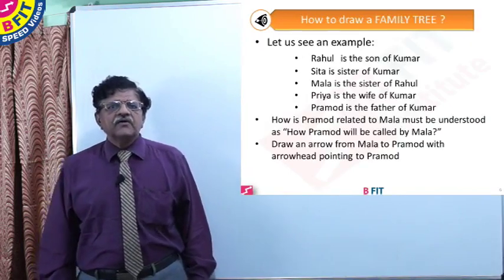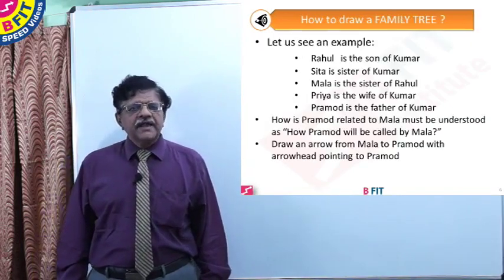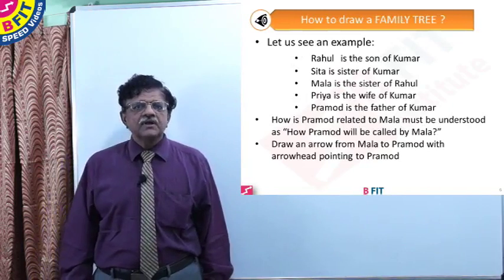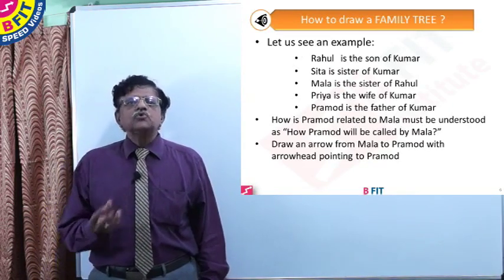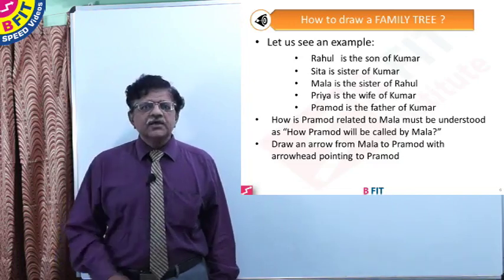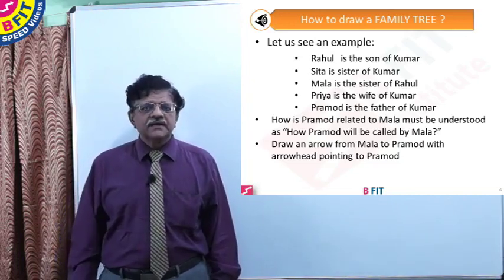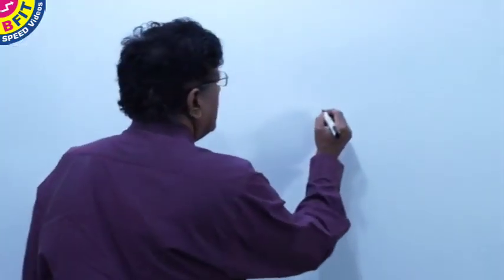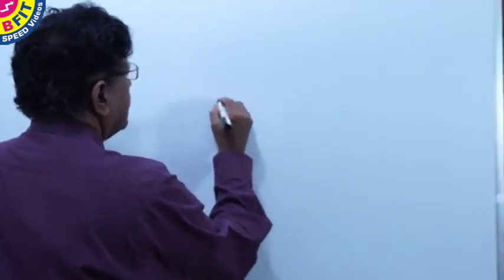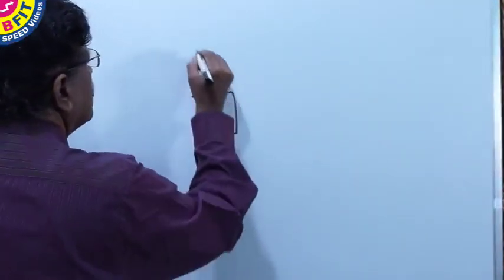Now, we will solve the first type of problem, namely family tree. For drawing a family tree, it is important you should know how to draw. Now let us see the working of how to draw a family tree. Rahul is the son of Kumar.